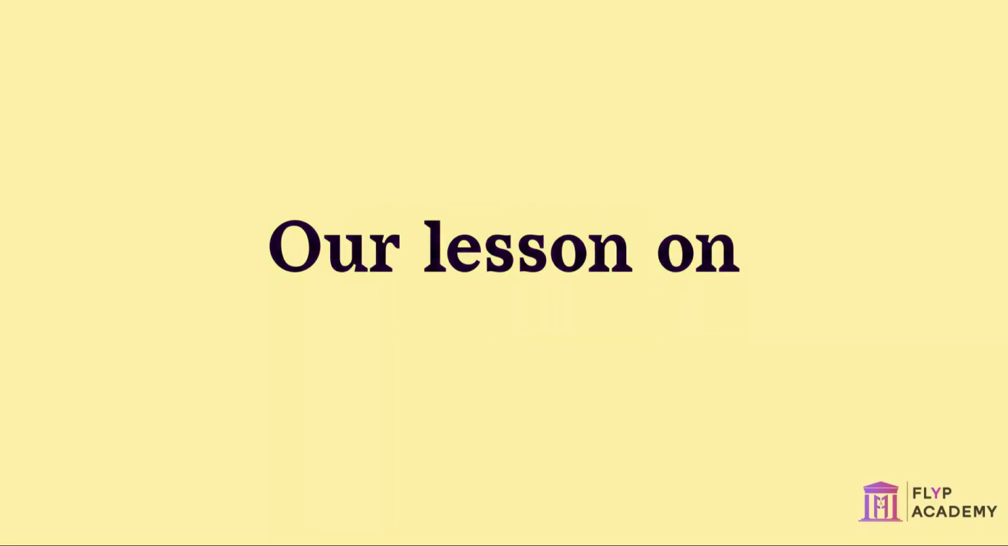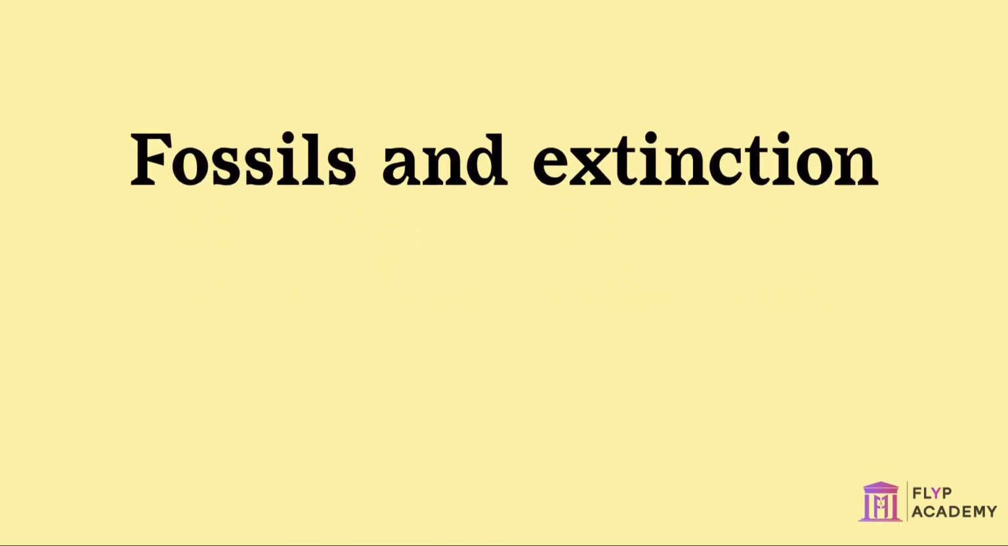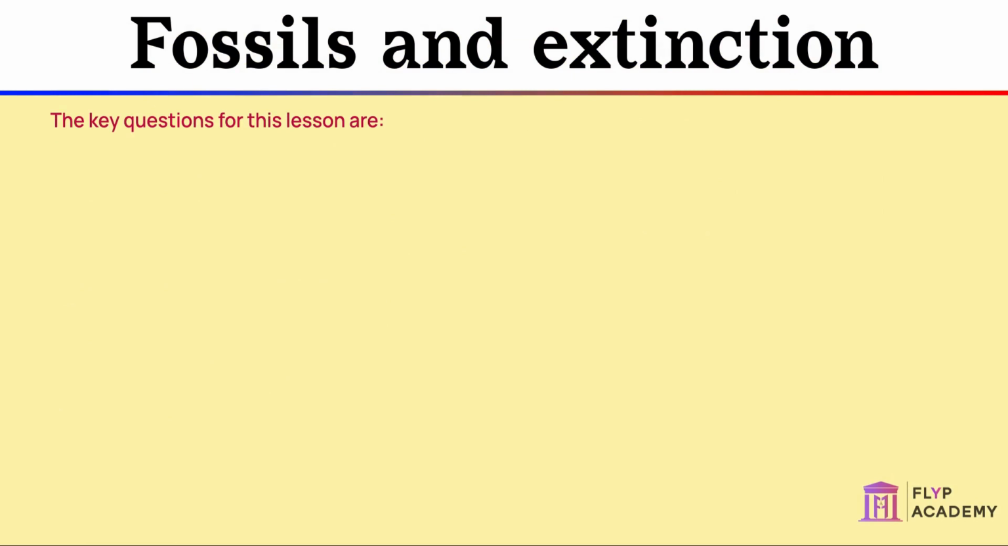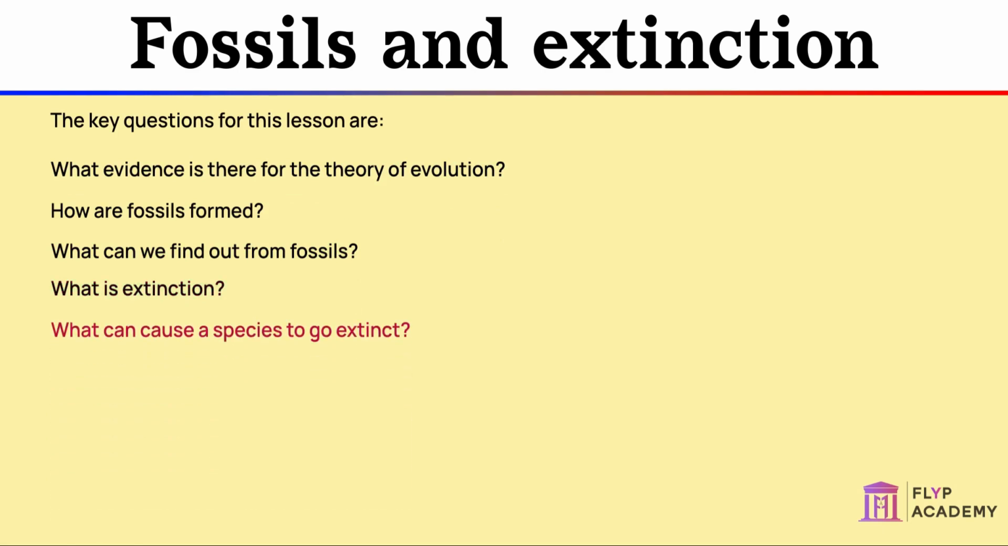Welcome to our lesson on evidence for evolution, fossils and extinction. The key questions for today are: what evidence is there for the theory of evolution? How are fossils formed? What can we find out from fossils? What is extinction? What can cause a species to go extinct?